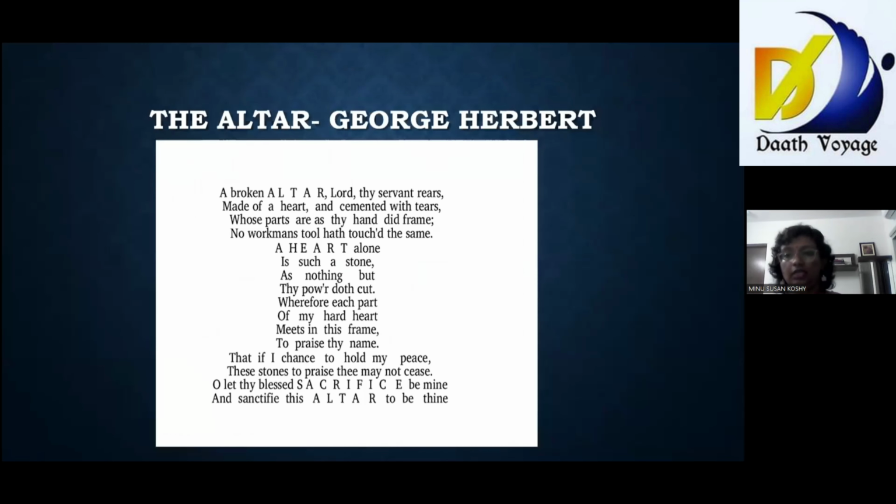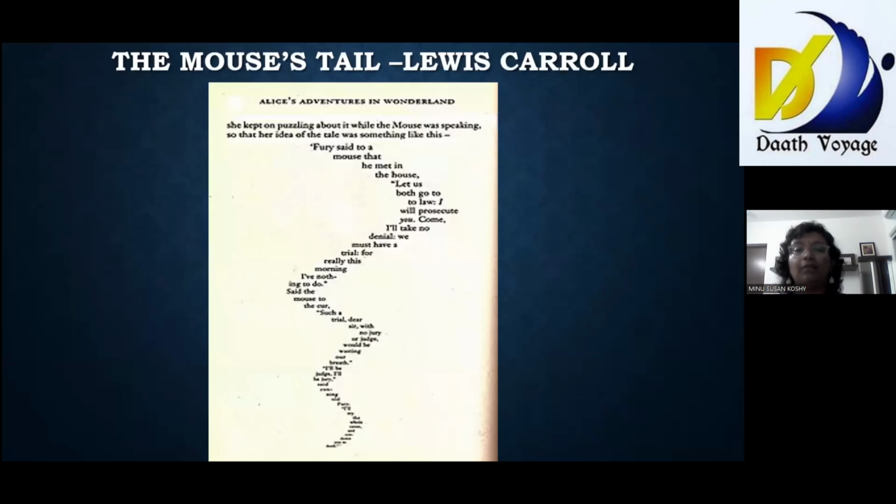The altar. Now, imagine a Christian church with an altar, and you look at the picture. Don't look at the words, just look at the image on the page, and you see the image of an altar. Same thing, The Mouse's Tale by Lewis Carroll. It is written, Fury said to a mouse that he met in the house, let us both go to law. This is written in such a way that it resembles a mouse's tail. It is about a mouse's tail also.